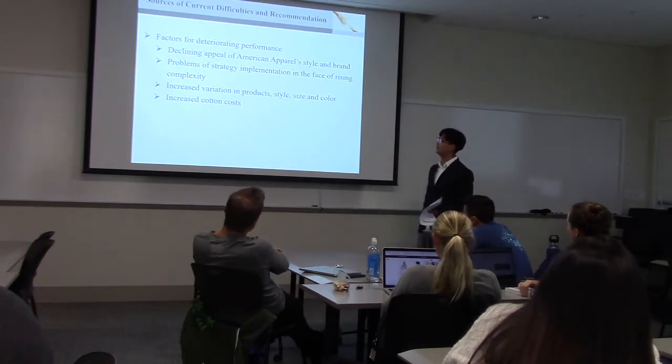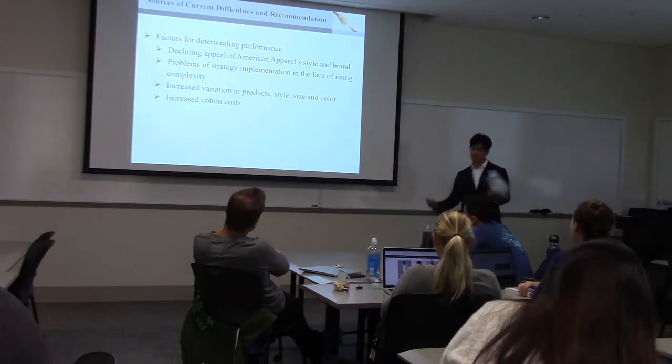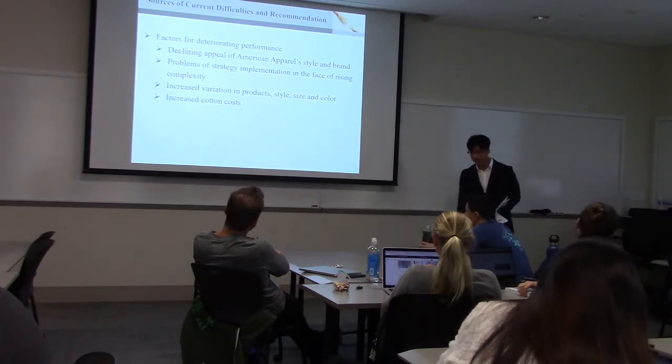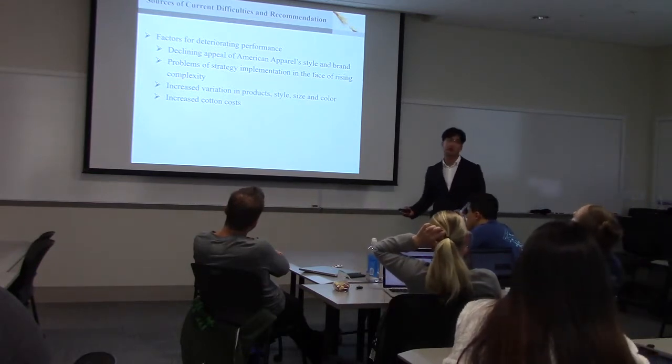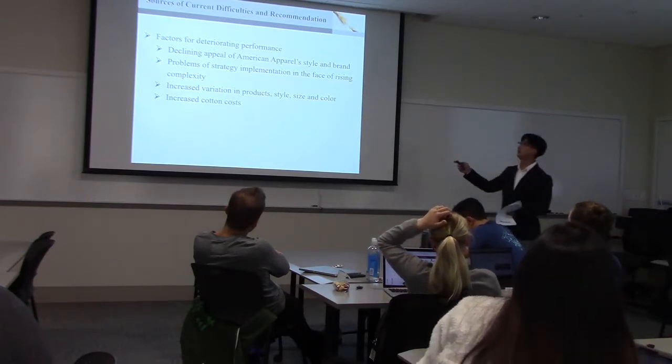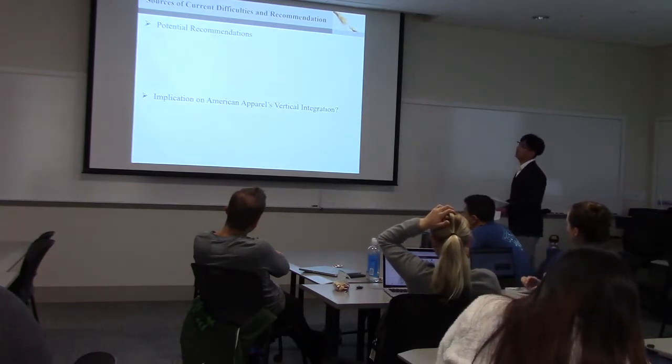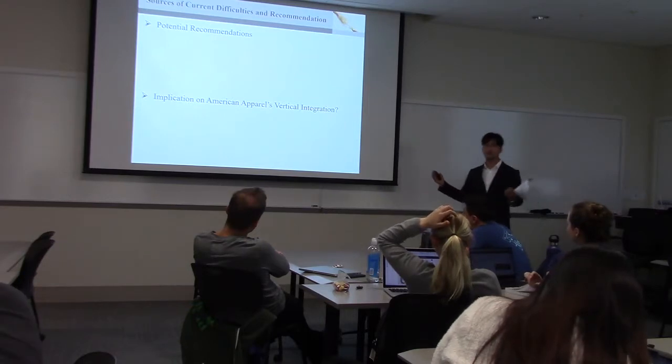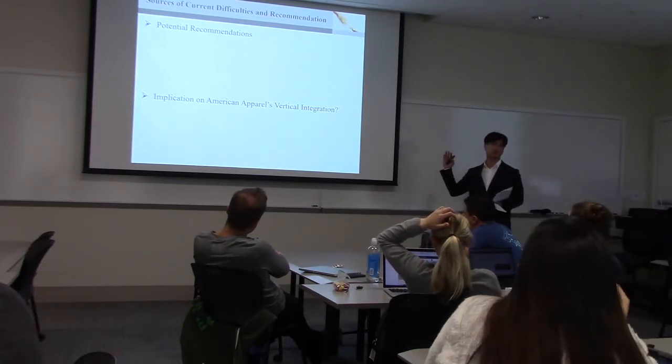And obviously there was an increased cotton cost, and then they were hit by the recession, and then operating expenses went up. So all of your points were good points. These are just my summary of those factors. So let's take more recommendations from each group. What do you think are the potential recommendations? Let's start from here.